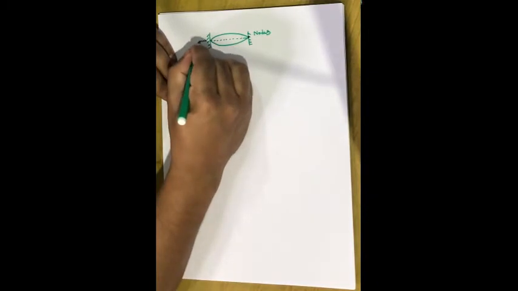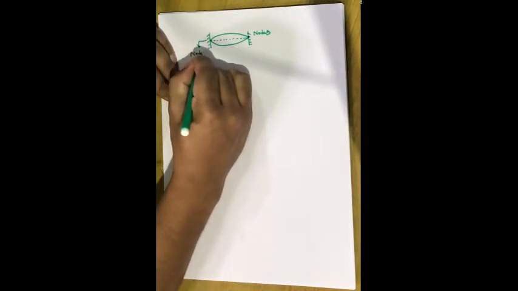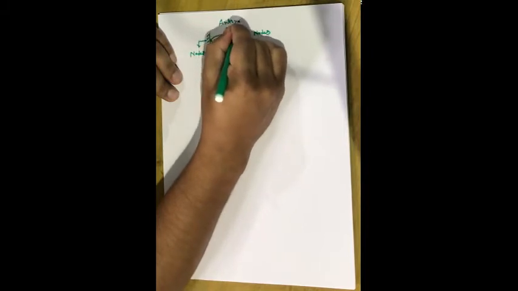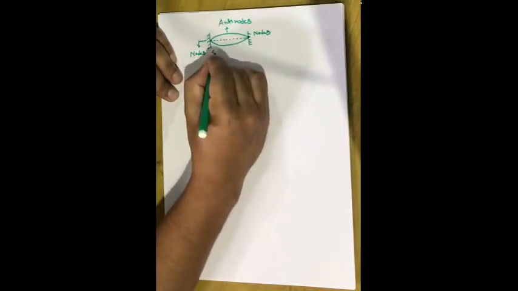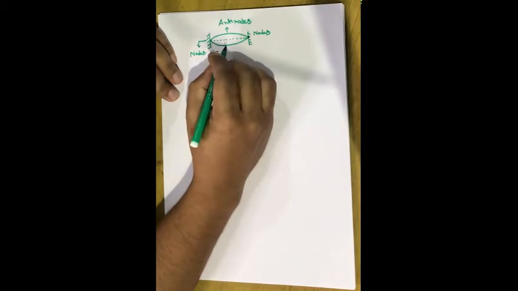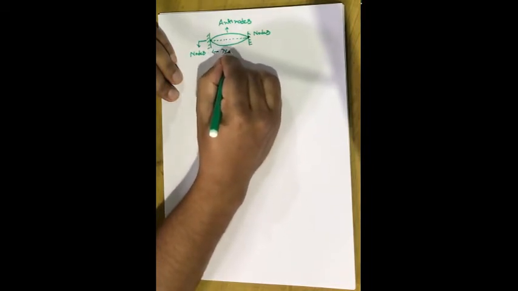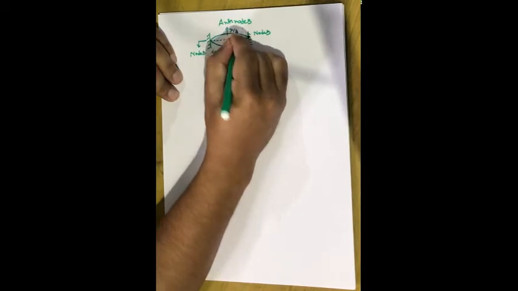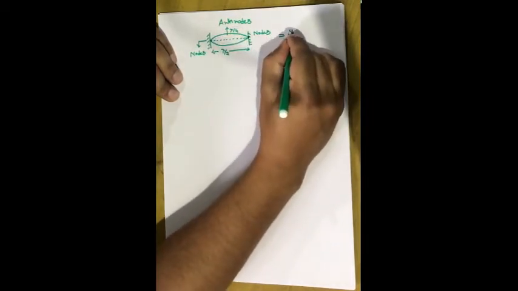Nodes here, and this is an antinode, and the length of the string was lambda by 2. And the position of the antinodes was lambda by 4. This is known as the first harmonic.